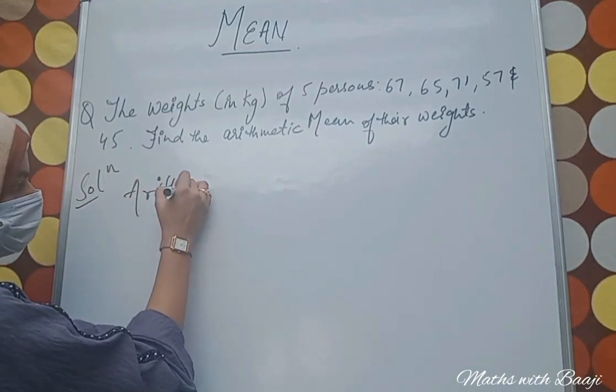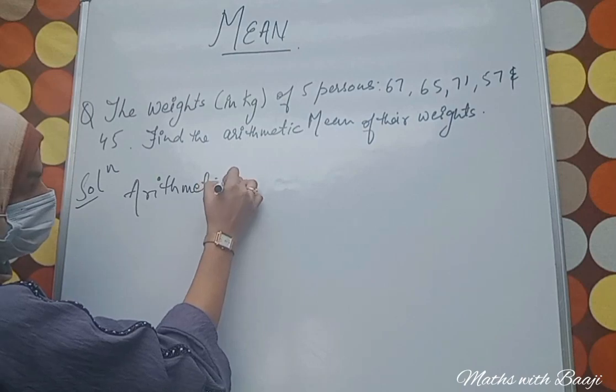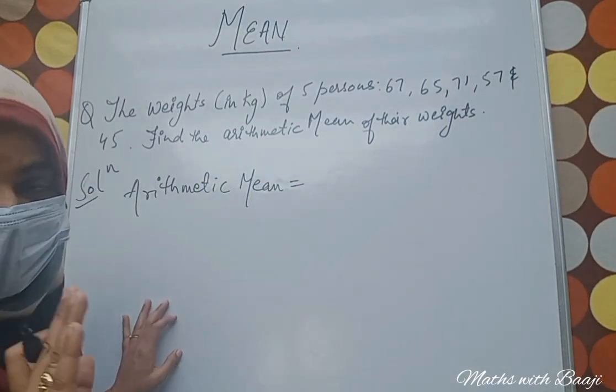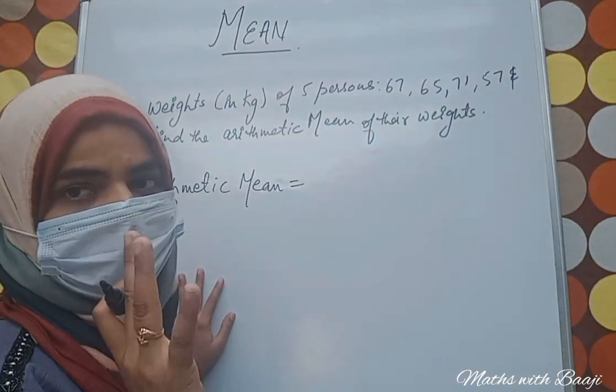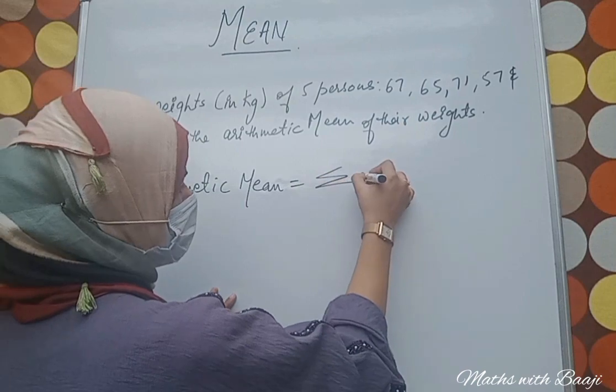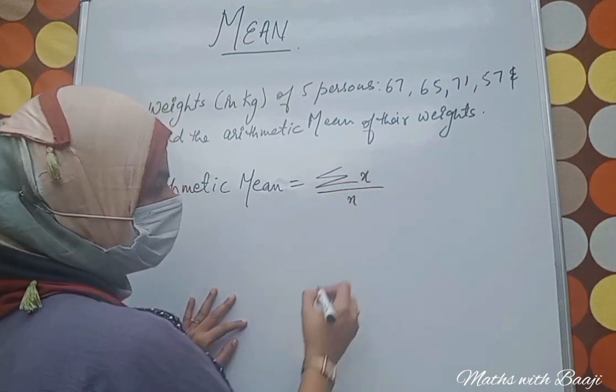Arithmetic mean, or we can simply say just mean. Remember, mean is nothing but an average of all the available quantities, whatever there are. Summation x upon n. Okay.